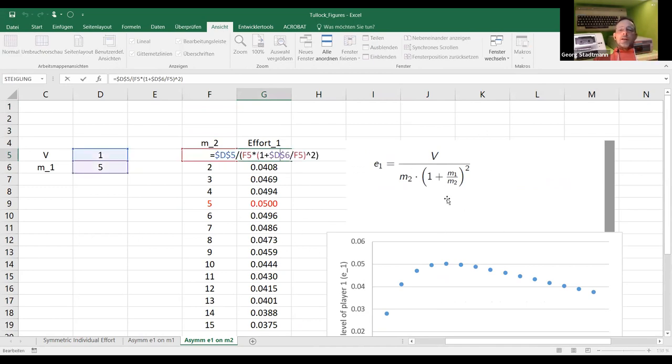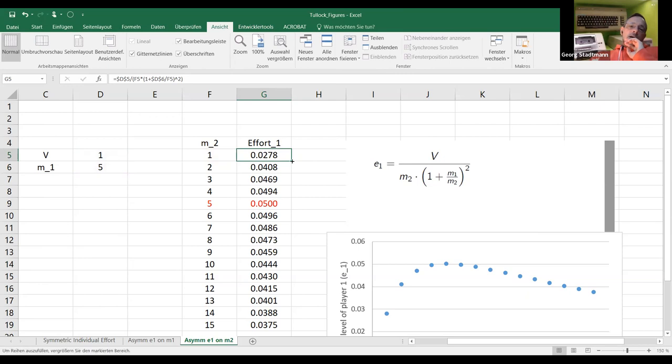This is given by the formula given here, like V divided by M2, and M2 is given in cell number F5. It is not frozen. What is frozen is M1. M1 is equal to 5, given in cell number D6, and D6 is frozen. Then we divide by the effort level of player two. We square the term in brackets, and the last bracket sign is because we have to close the denominator. Then I copy this information all the way down.